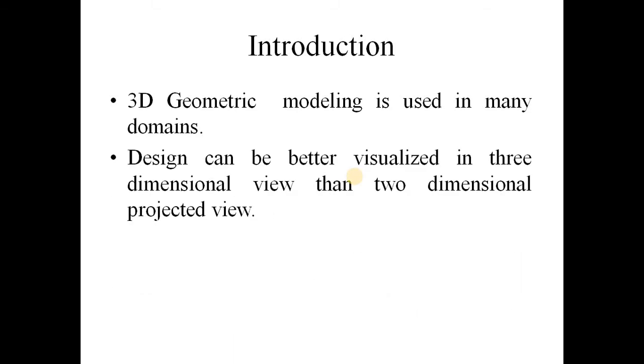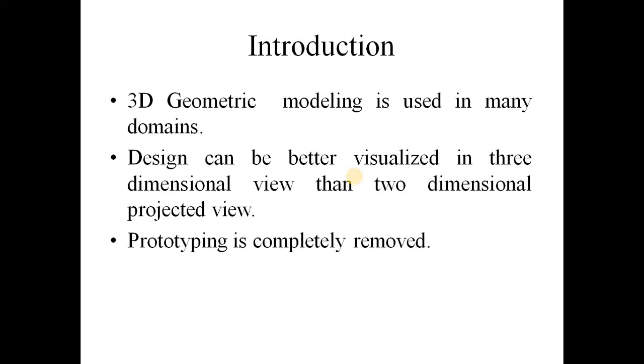Now design can be better visualized in 3-dimensional view than 2-dimensional projected view. You can see that isometric view of an object is visually better than the projected views or 2-dimensional views of that object. So 3D model improves the visualization of any object.